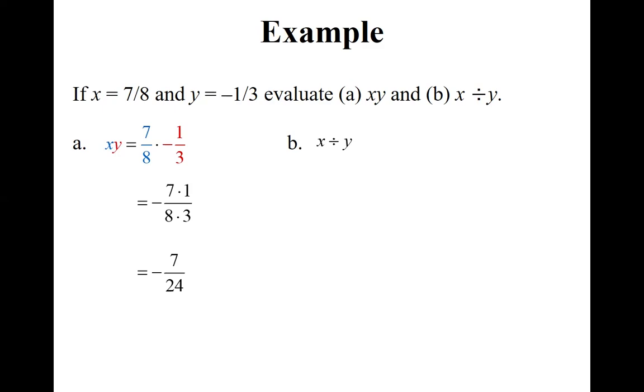B, divide x by y. Plug it in, plug it in. 7/8 divided by -1/3. Keep, change, flip. 7/8 times -3/1. Positive times negative is negative. 7 times 3 is 21. 8 times 1 is 8. -21/8.